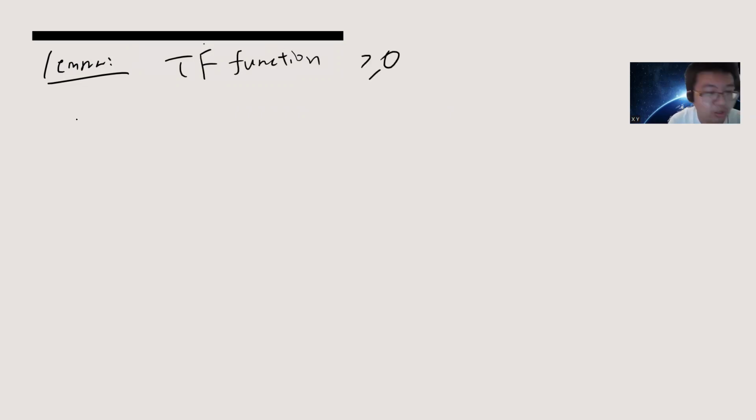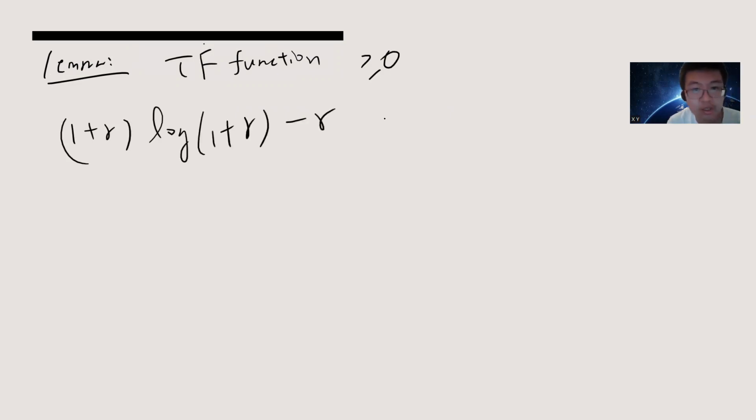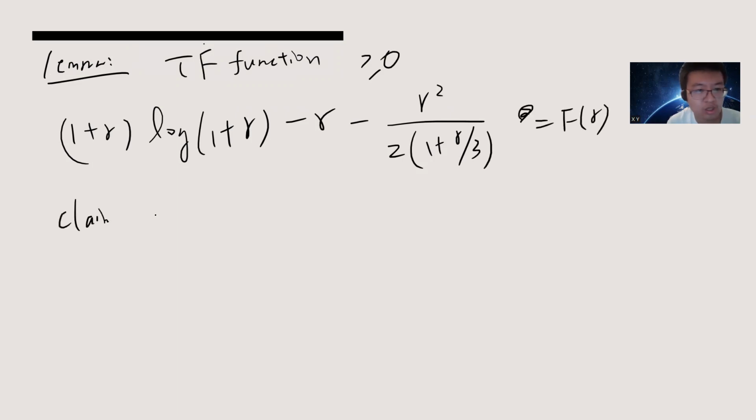And there's Lemma 1, which I think is very trivial. It says that the following function is greater than or equal to 0: 1 plus r, times log of 1 plus r, minus r, minus r squared divided by 2 times 1 plus r over 3. Let's call this f of r. My claim is that f of r is greater than or equal to 0 when r is greater than minus 1.